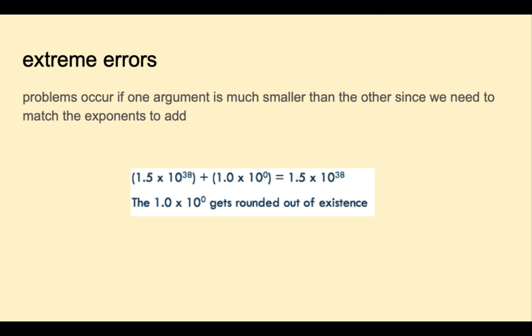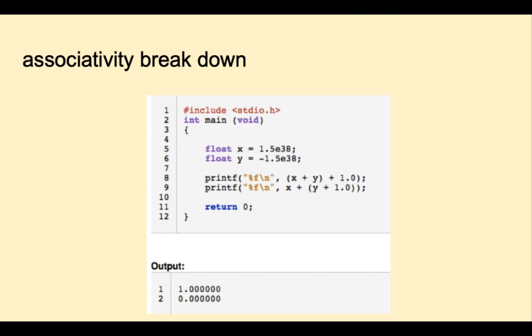1.5 times 10 to the 38. What will actually happen is that the 1 gets rounded out of existence. Here's another example. X and Y are 1.5 times 10 to the 38 and negative 1.5 times 10 to the 38. When we add them in this order, we get 1. Well, the rule of arithmetic associativity says that this should also give us 1, but it doesn't, as we see in our output here, because this 1 was rounded out of existence when added to the Y value.